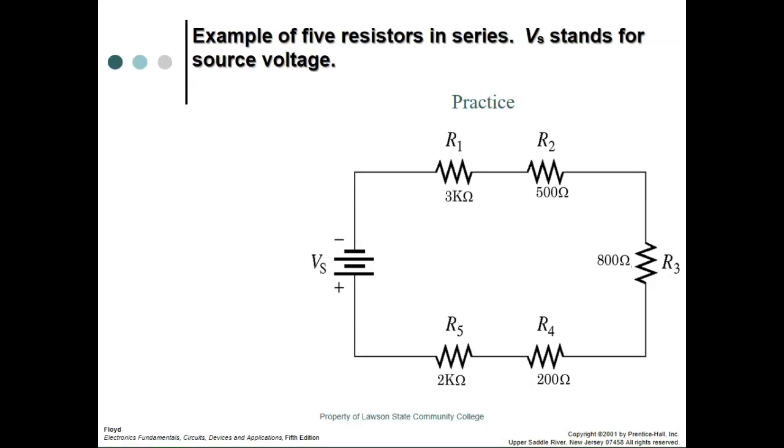Alright, so 5 resistors in series. VS stands for voltage source, along with VT, that means voltage total. Alright, so if my voltage is, let's say, 50 volts, first thing I need to know is RT. So what is my resistance total here, guys?